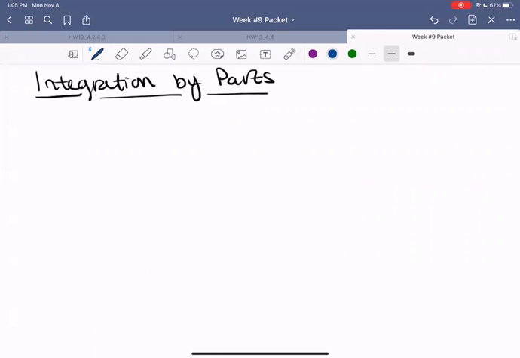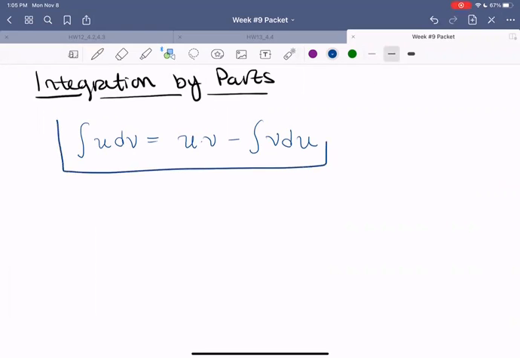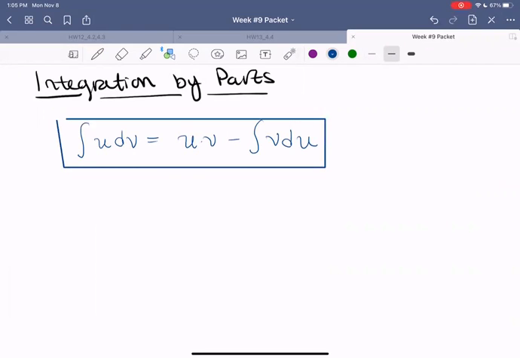So that formula tells us the following. If we can write our integral as a function u times another function dv, then we can compute that integral the following way. Multiplying the function u by v, and then subtracting the integral of the function v times du. So there is that integration by parts formula. So where does it come from?